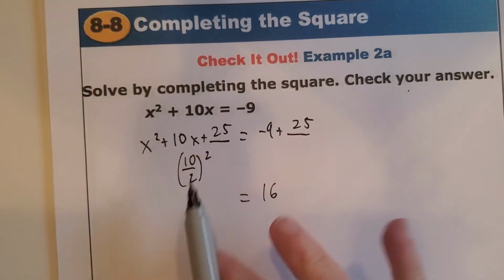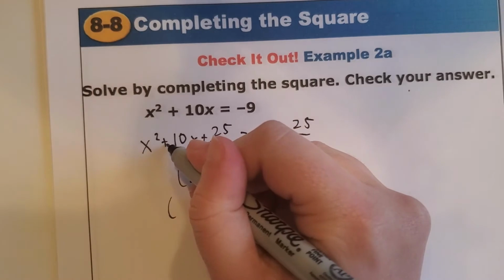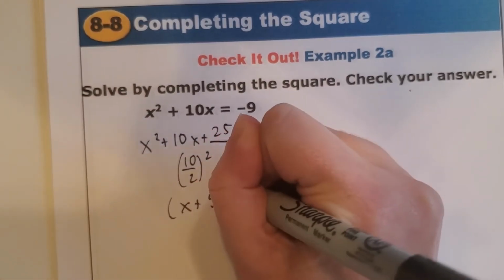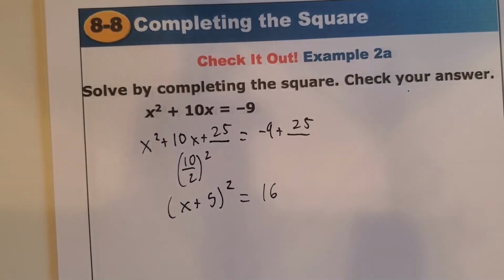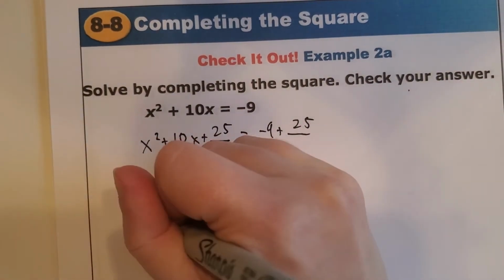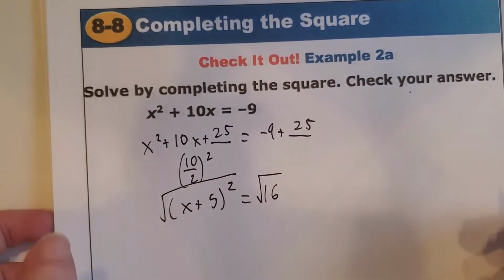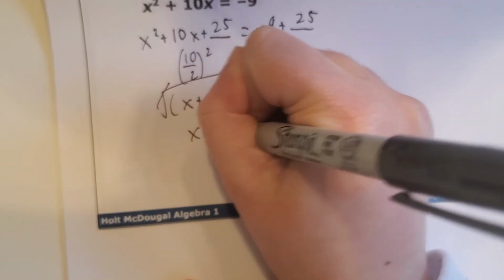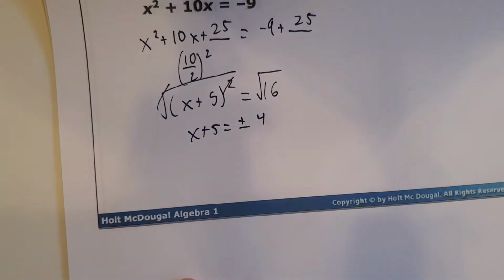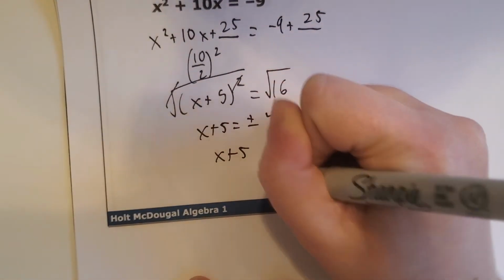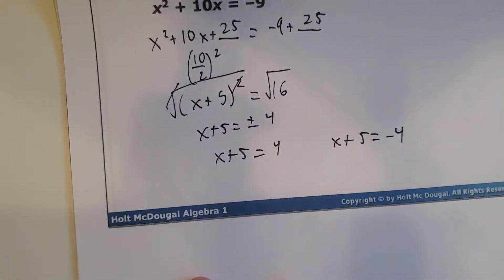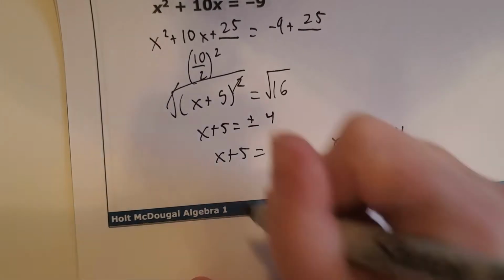And this factors into, we know this is plus, so x plus 10 over 2, which is 5, squared. Because again, factors of 25 that add up to 10 are 5 and 5. So it all works out. Take the square root of both sides. Cancels out. x plus 5 equals plus or minus 4. And then we're going to break it up, one positive, one negative, and then solve.